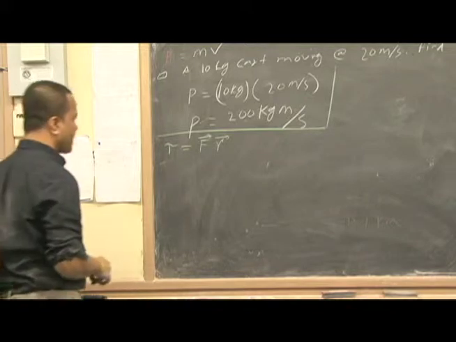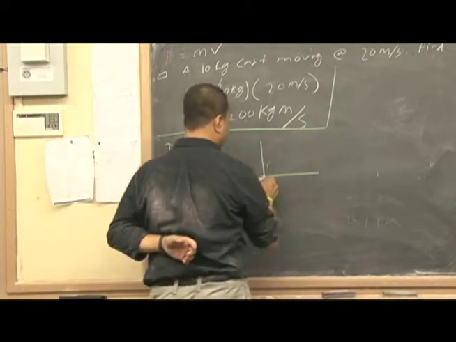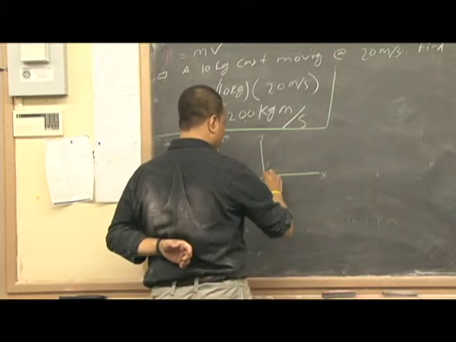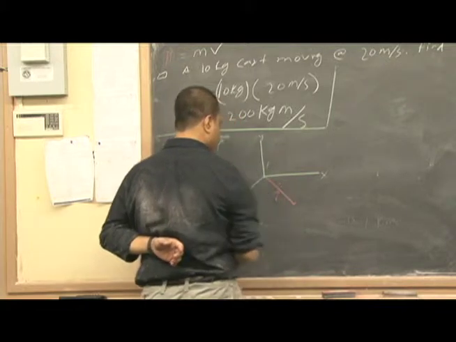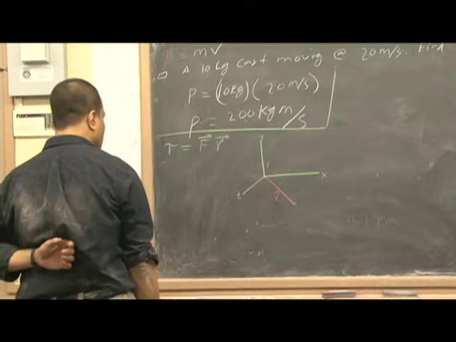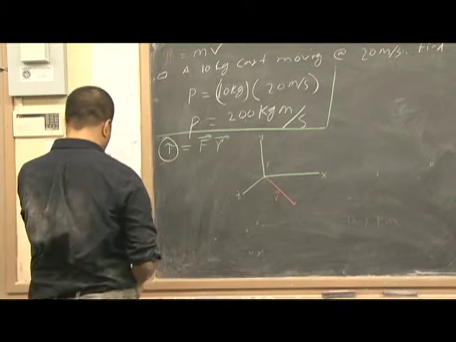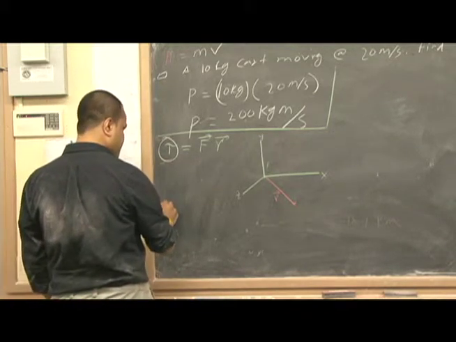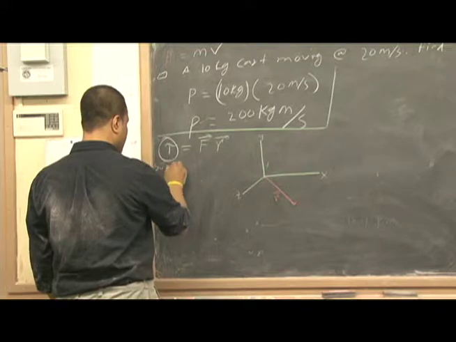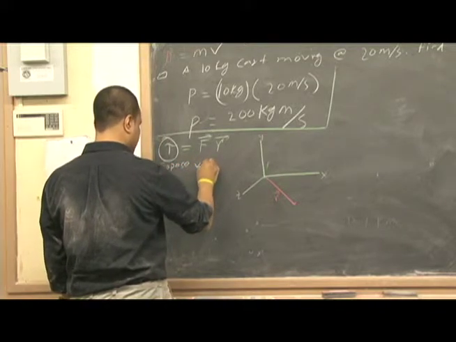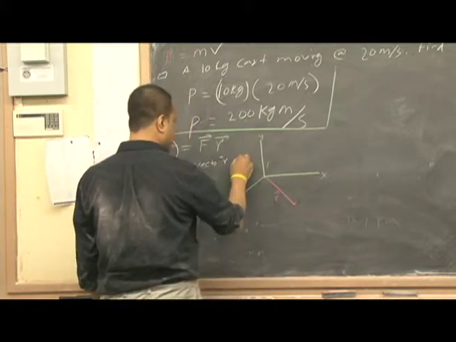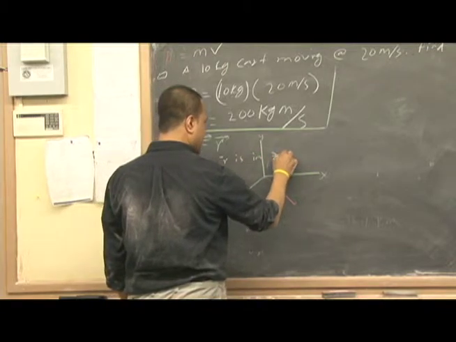So let's have a 3D. This is our x, this is our y, this is our z, and we have an r here. So let's make a question to calculate the torque. Suppose vector r is in the z and x plane.